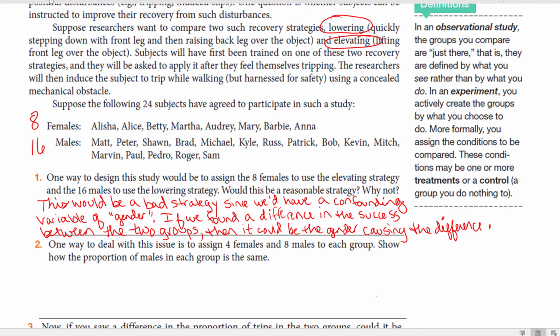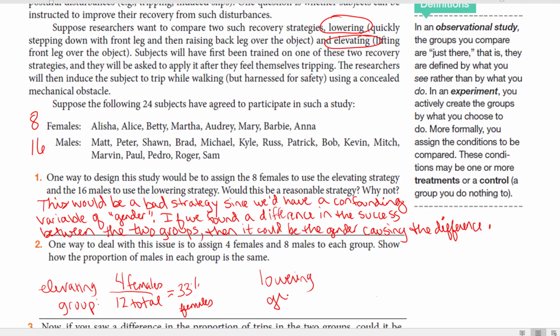Question 2. One way to deal with this issue is to assign 4 females and 8 males to each group. Show how the proportion of males in each group would be the same. So notice, if you had 4 females and 8 males in the elevating group, then there would be 12 people total in the group. There'd be 4 females in the group, which would be 33% females in the elevating group. Similarly, the lowering group would also have 4 females out of 12 total people, which would be 33% females.